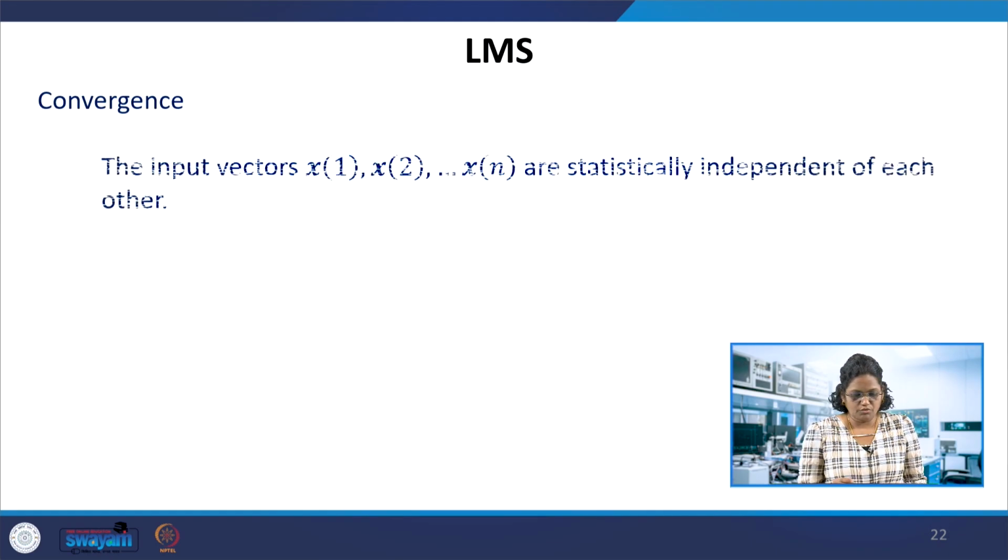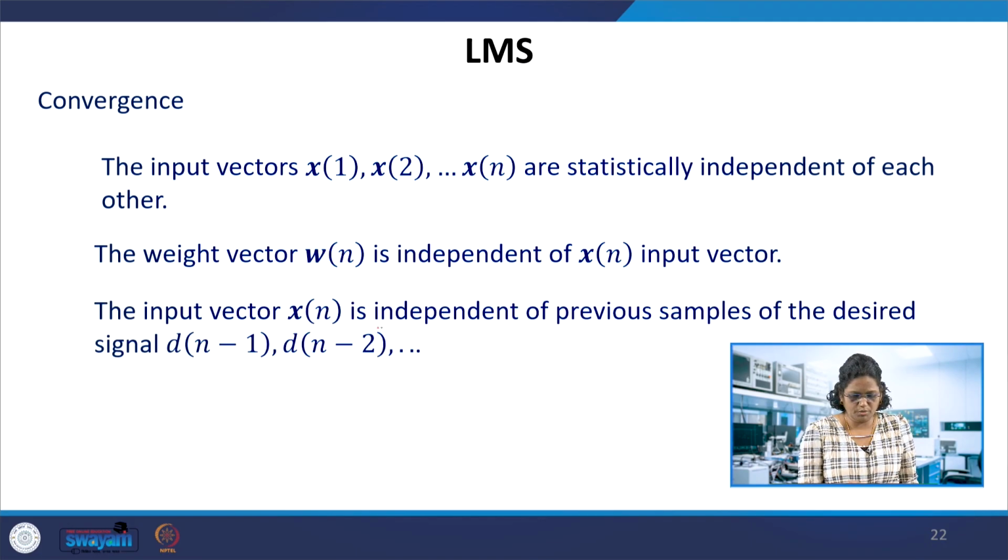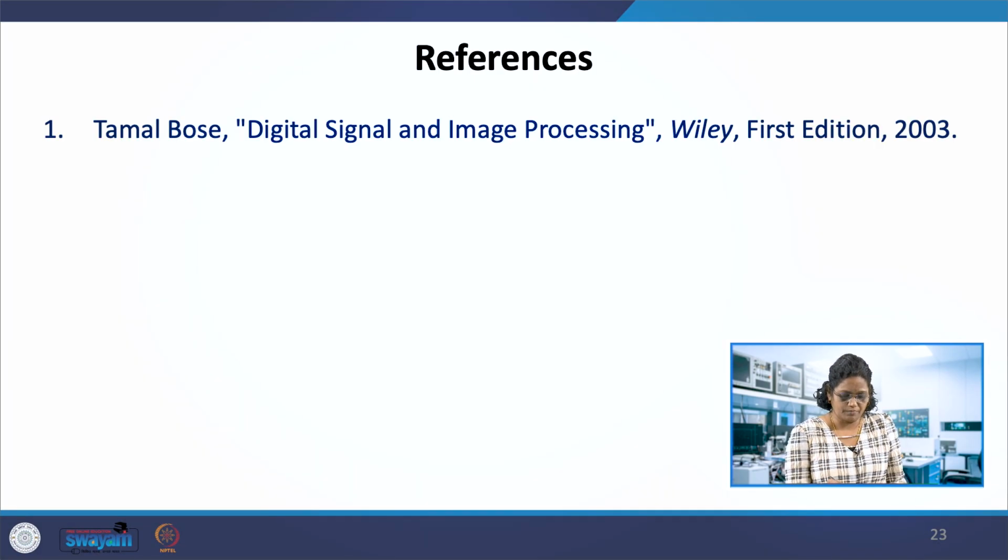Coming to the convergence, certain assumptions are used. The input signal samples x1 to xn are statistically independent of each other, and the weight vector is independent of x of n. These are the assumptions used in the calculation. The input vector x of n is independent of the previous samples, x of n minus 1, x of n minus 2, and so on. So these are independent; they are not correlated. That's what we're trying to say. This speeds up the convergence of the LMS.